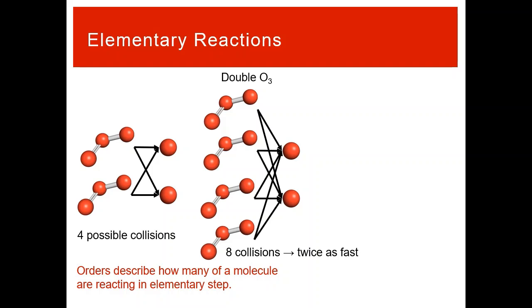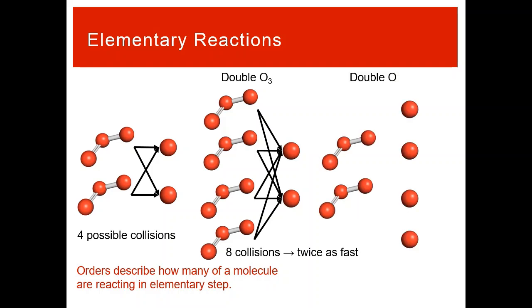Because each collision has the same probability of being successful, more collisions just means more chances of being successful, so the rate is twice as fast. I could also accomplish the same thing by doubling the amount of O atoms. Again, I'd have twice the collisions and the rate is twice as fast. So what that means is for an elementary reaction, where the reaction equation that you're writing is describing an actual molecular process, the order is equal to the coefficient of that molecule or atom in that reaction.